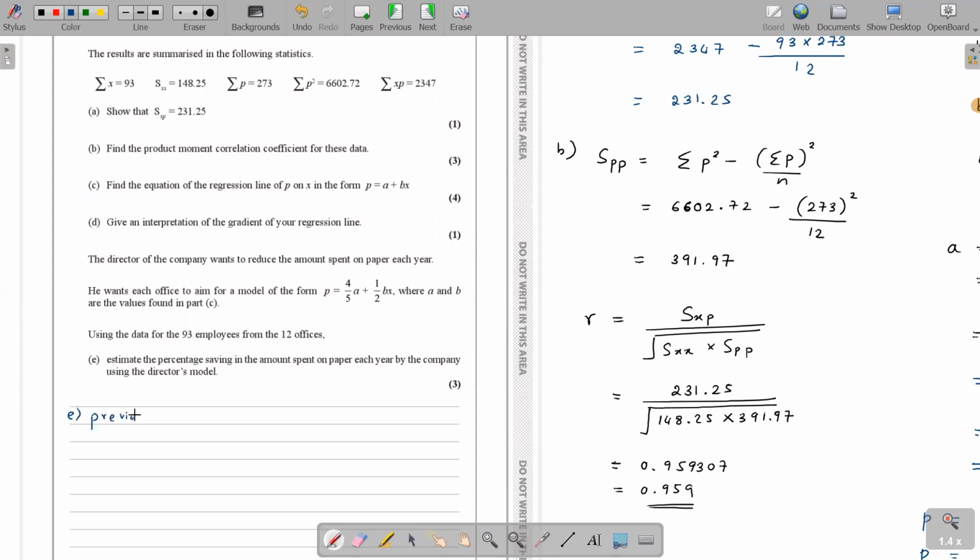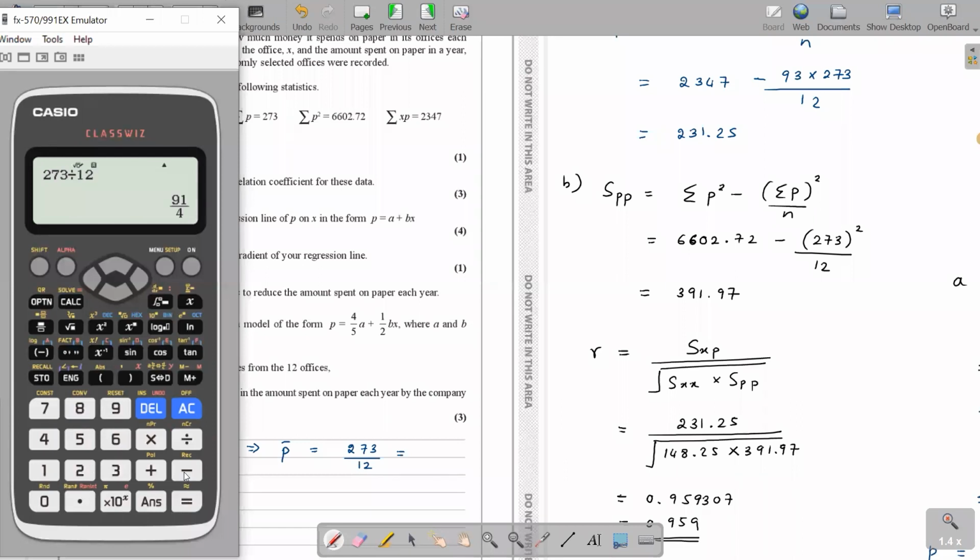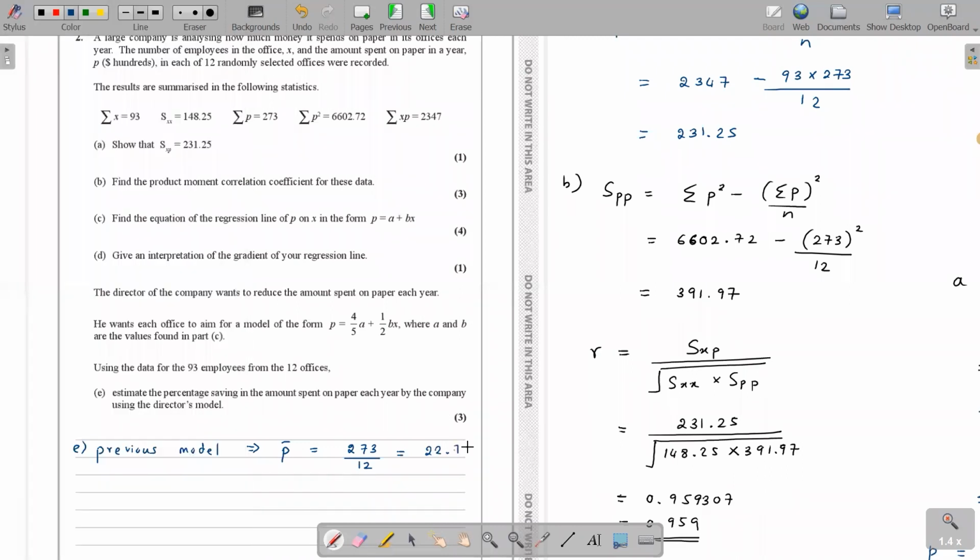In the previous model, can I get an estimate? Now there are 12 offices, right? So what was the amount we spent on paper on average in each office? This is the total amount you spend on paper, 273. So in the previous model, we can take the P bar value. The amount we spent on paper on average is 273 over 12. How much is the answer? It is 22.75, in hundreds of dollars. Okay. So then what about the new model?